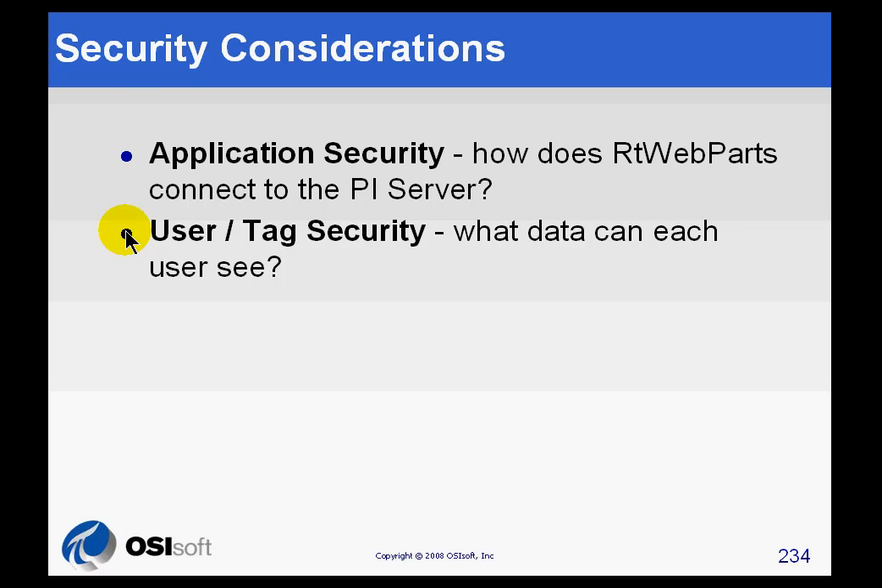So, assuming that we've done this properly and we've mapped the incoming connection to a Pi user, the issue then becomes, okay, what is that Pi user able to do? What permissions does he have? And that really depends on how you've configured the objects in Pi, the Pi tags, etc. So those are the two types of security considerations we're going to discuss now.